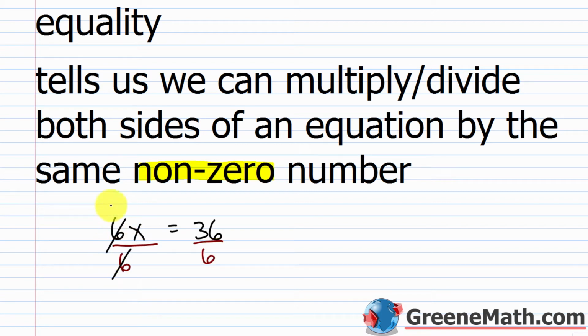So this cancels with this and becomes 1. 1x is just x, and 36 divided by 6 is 6. And of course, if you want to check this, if I plugged a 6 in for x there, 6 times 6 is 36. You'd have 36 equals 36.